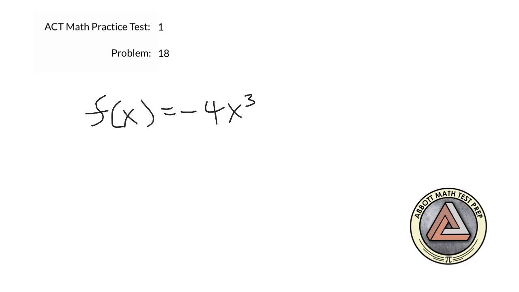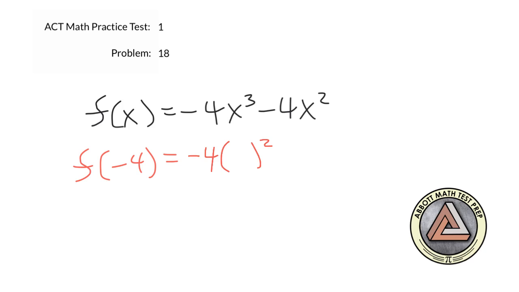We got negative 4x cubed minus 4x squared. And at the end of the day, they just want f of negative 4. Okay. Now, I'm a big fan of using parentheses a lot. What I like to do is, if I'm going to do one of these function problems where x turns into a negative 4, I'm going to rewrite the original function just with a bunch of empty parentheses where x used to be. I do that first because I know I'm going to be filling up the parentheses with something. And namely, it's going to be negative 4, right?